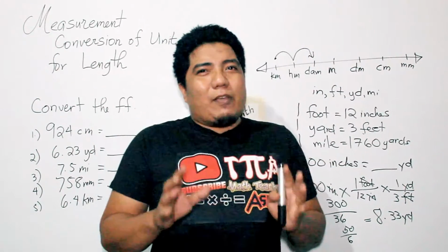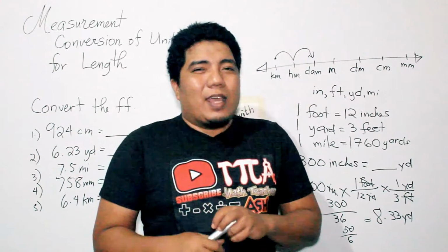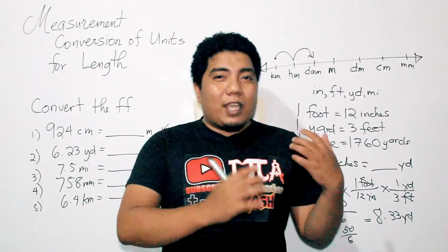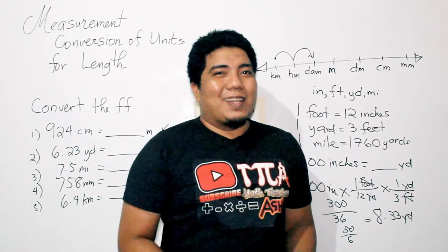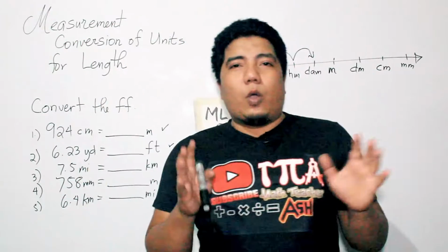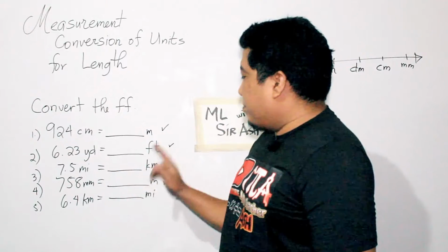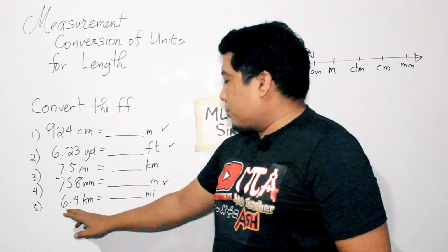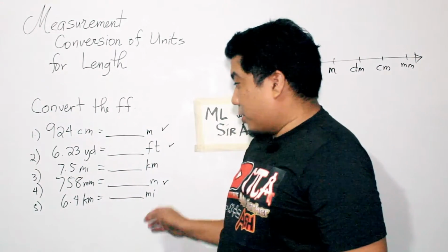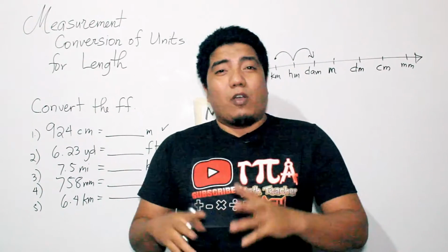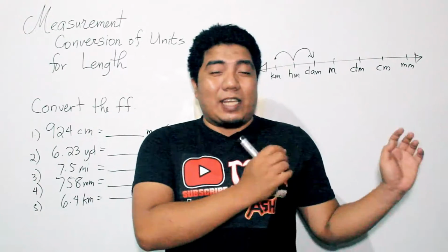What happens if you have a given that needs to be converted from a metric to English or English to metric? Let's go to the next examples. Okay, math learners, we have here the two examples, 7.5 miles to kilometers and 6.4 kilometers to miles. Okay, now let us have first the conversion ratios from metric to English and English to metric.